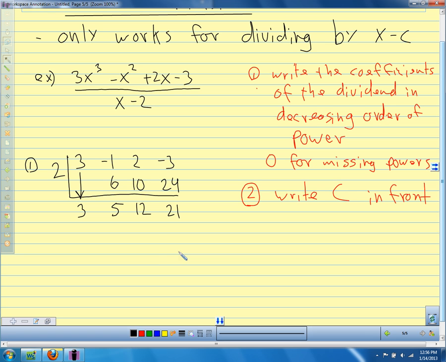And what I've done now, what my numbers here are our coefficients of my quotient. So this gives me 3x, and my exponent is reduced, my power is reduced by 1. This gives me 3x squared plus 5x plus 12, and my remainder is 21. Sorry, that should be plus.